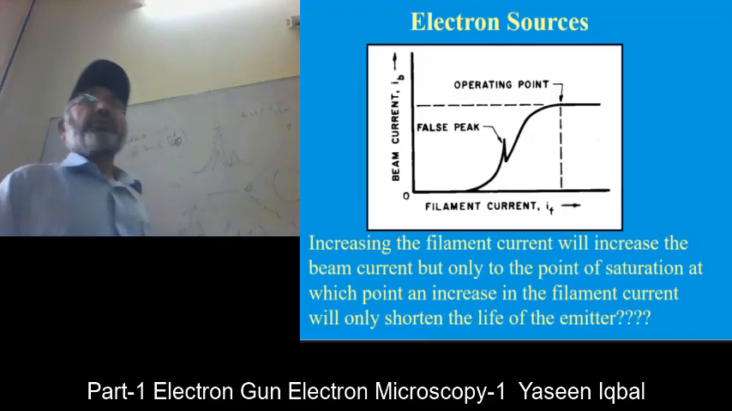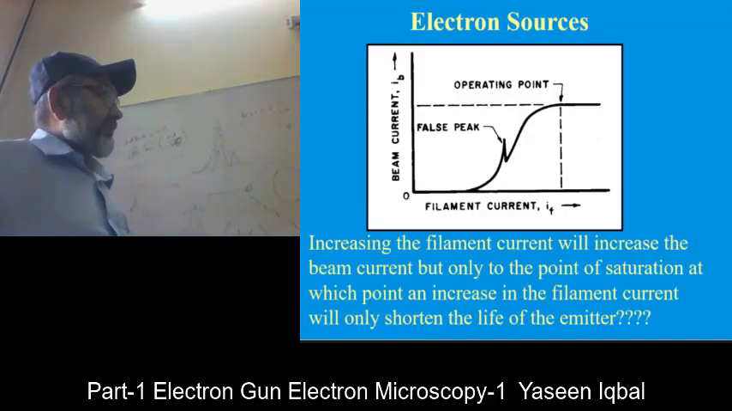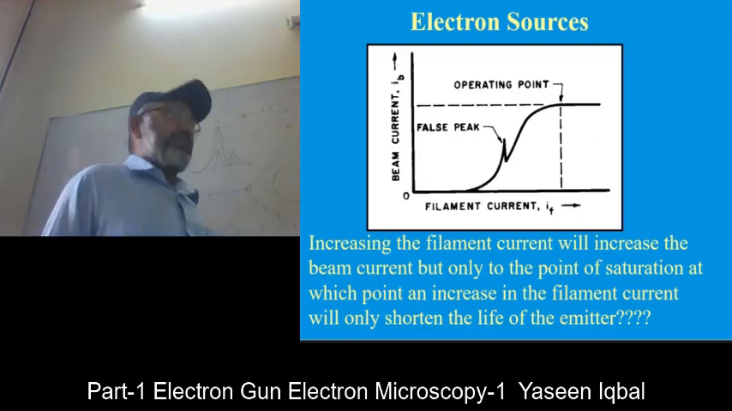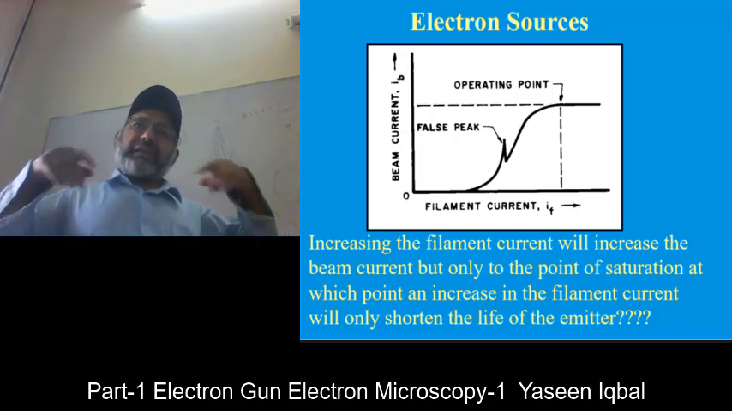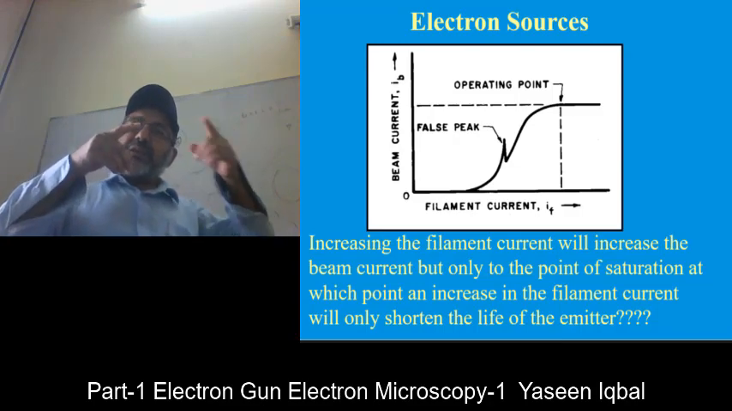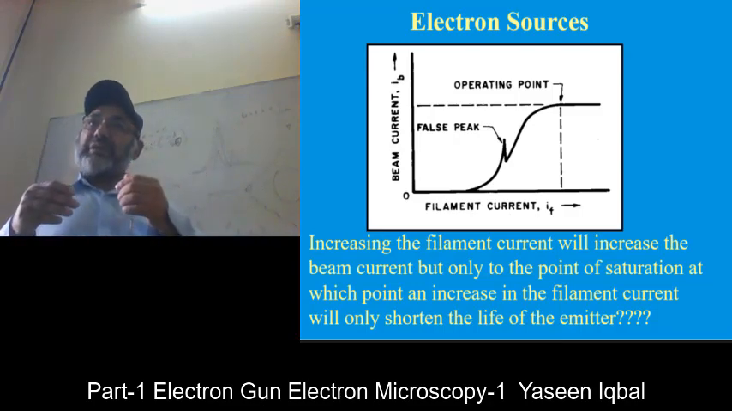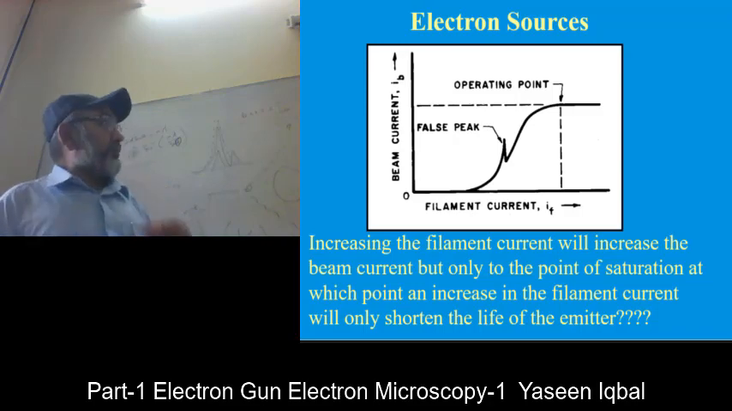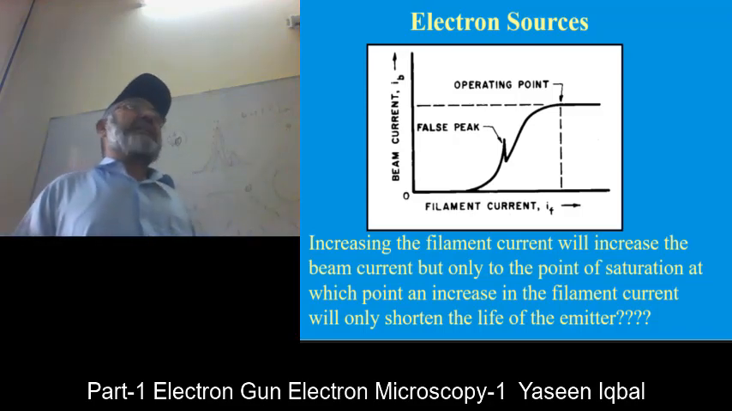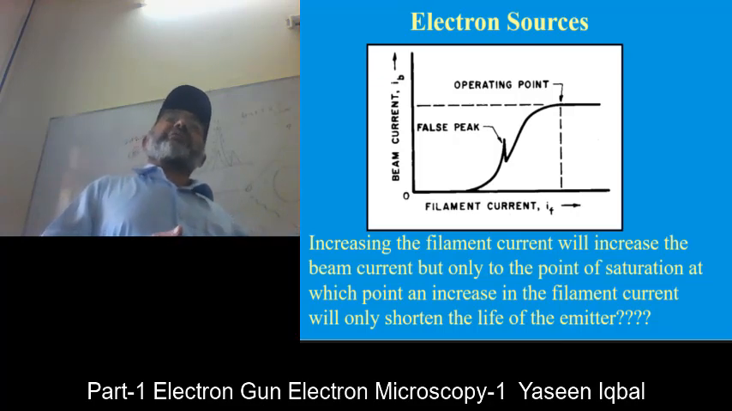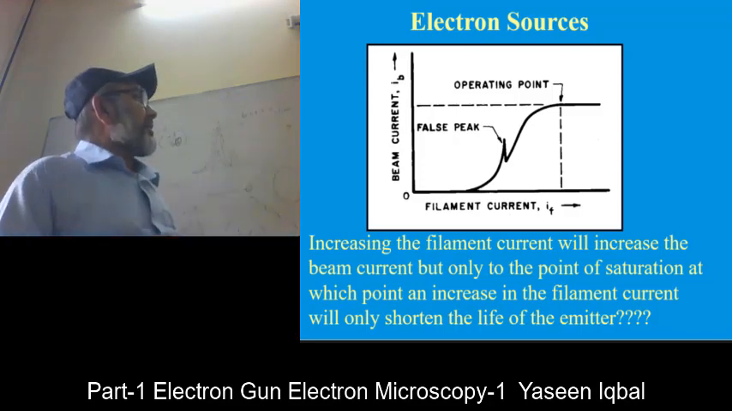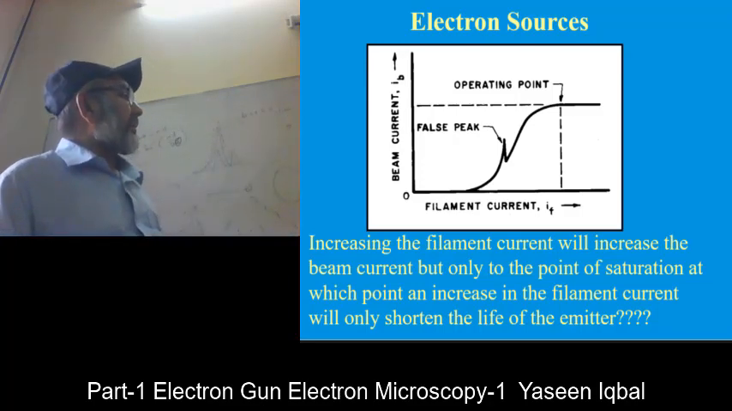So increasing the filament current will increase the beam current. When you apply the voltage and the current starts in the filament, the number of electrons emitting will increase. But when you reach a certain level, increasing the filament current will not affect the number of electrons being emitted. That is called the saturation point.